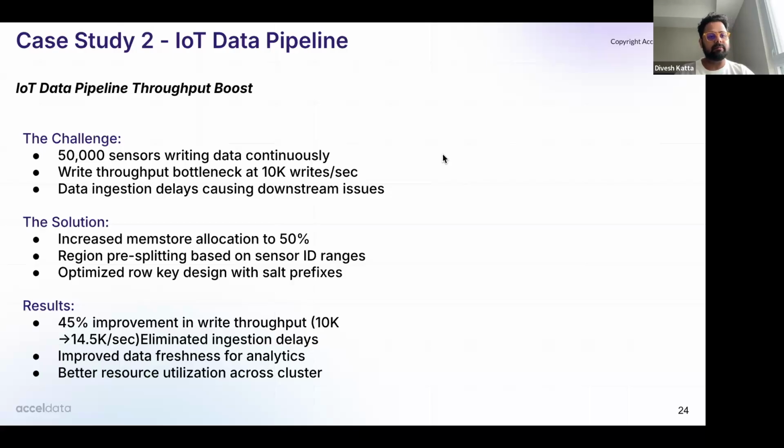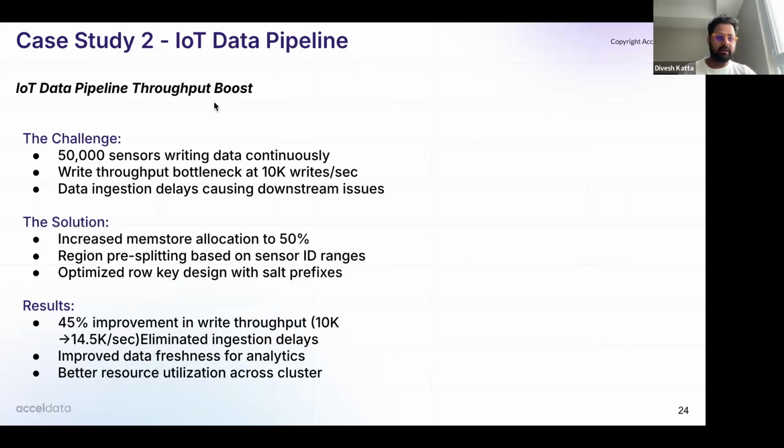The 45% improvement in write throughput eliminated their ingestion delays and improved data freshness for downstream analytics. This is a perfect example of tuning for your specific workload rather than generic best practices.